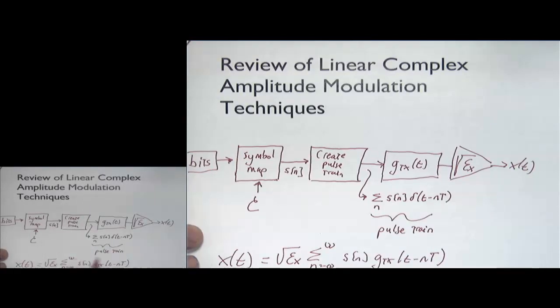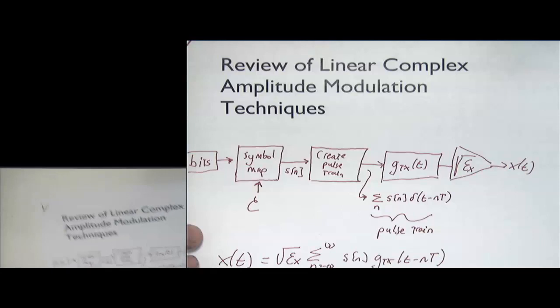So we're going to talk about the constellation, and then we're going to start talking about the structure of this pulse shape here. So now let's review what we did last time.